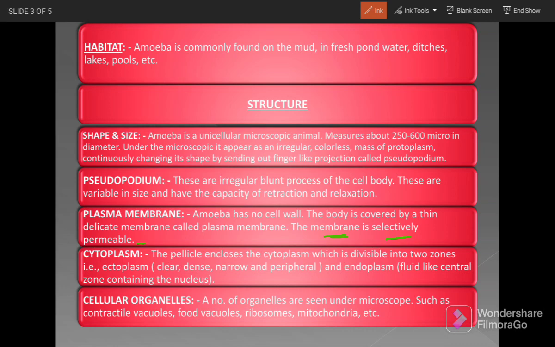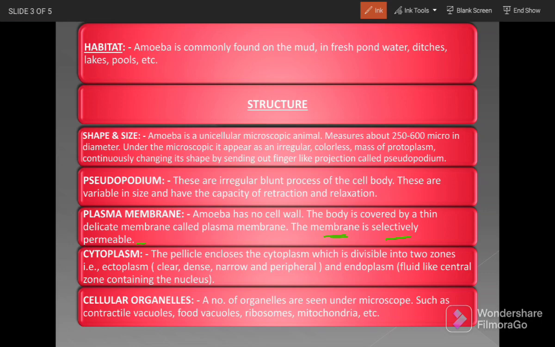Now, selective permeable membrane means the membrane allows only the necessary material to enter inside the cell, and the waste which is produced by the cell is excreted out through the cell. It happens only because of this selective permeable membrane. Because of that, this membrane is known as selective permeable membrane.